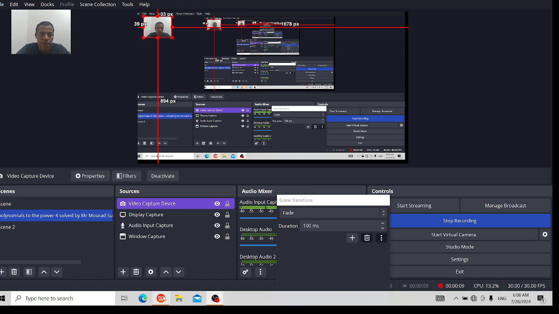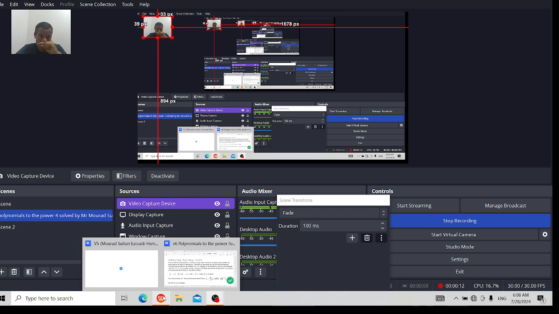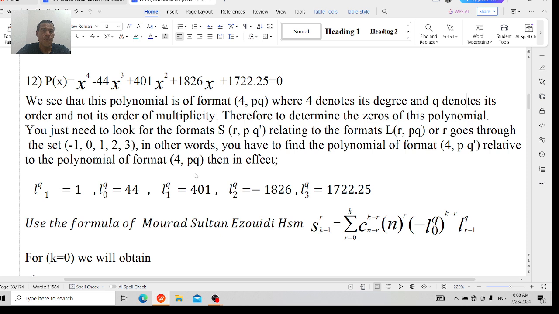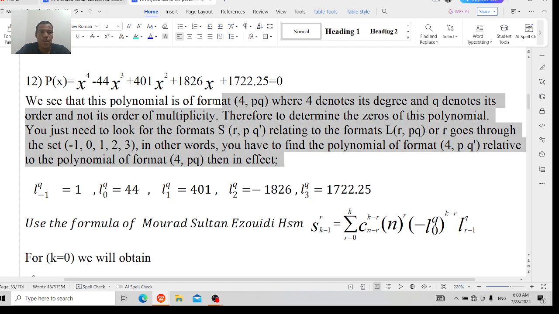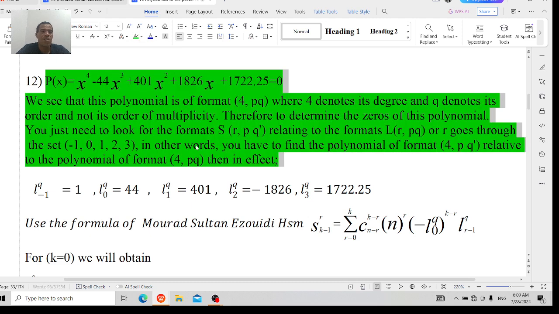Today we are going to solve a polynomial to the power 4 using the discriminant formula of Mourad Sultan Ezouidi. Let's see the polynomial to the power 4, so you can see it. Okay, this is the polynomial to the power 4. I'm going to solve it, learners, and we'll use the discriminant formula of Mourad Sultan Ezouidi.